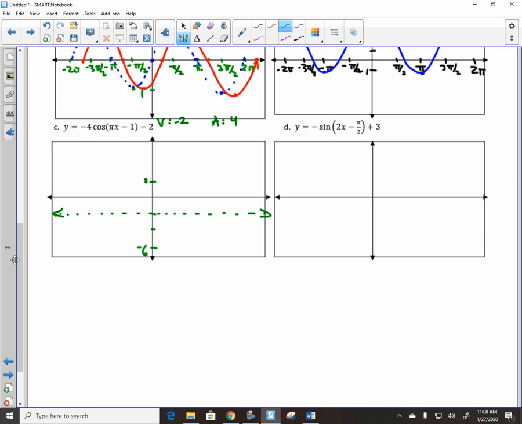So I have my vertical shift, I have my amplitude. What is the period? The period is 2. How'd you get 2? 2 pi divided by pi. Pi's canceled, so I mark off 2. A half. A fourth.